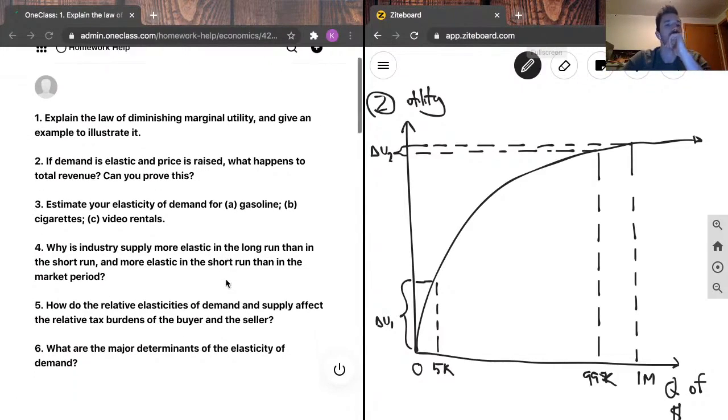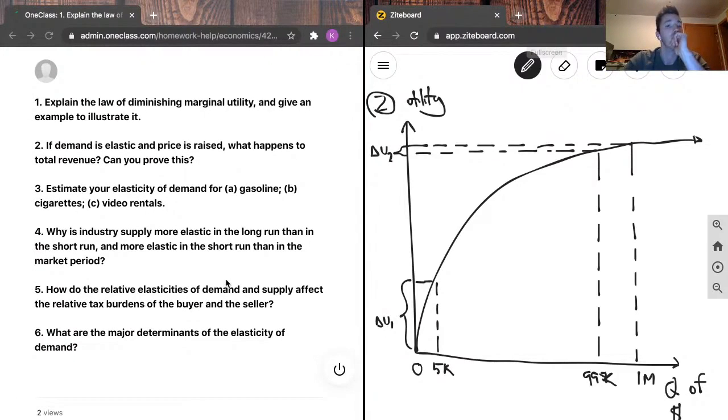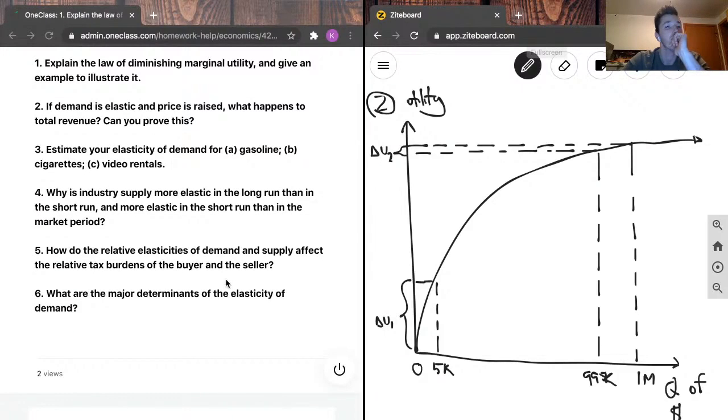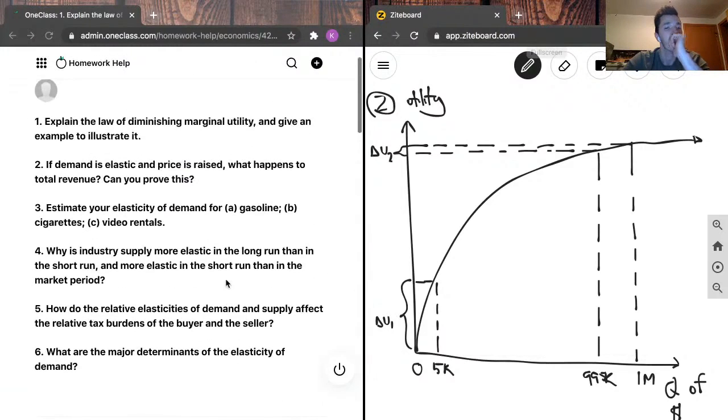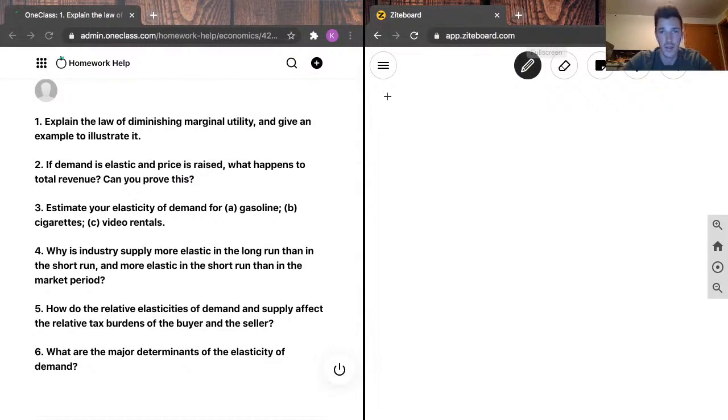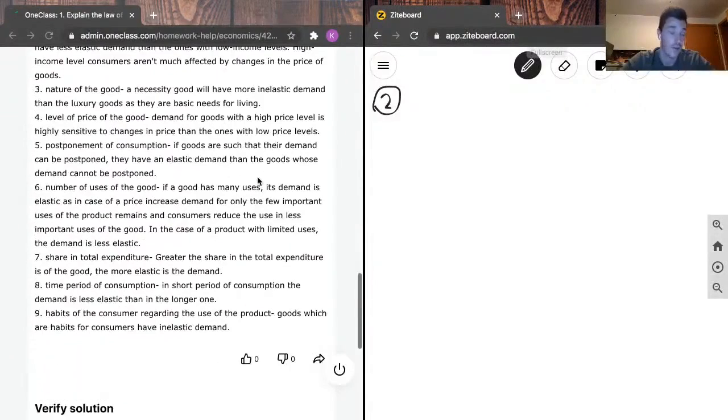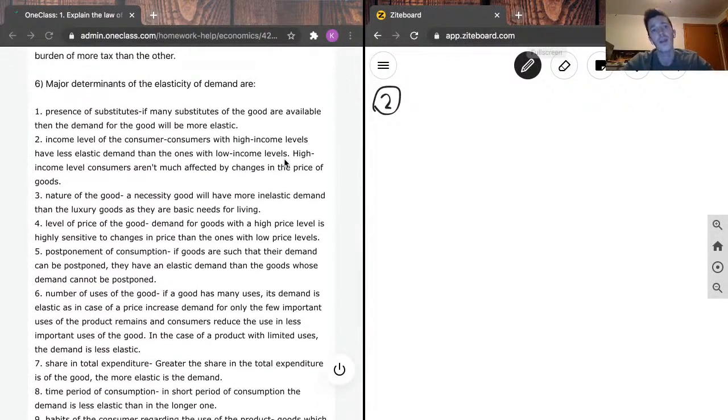Let me look through the rest of these. Maybe we'll do the one at the end. What are the major determinants of the elasticity of demand? Our junior tutor has given a very in-depth answer, which is good. They said that the major determinants of the elasticity of demand are, first, the presence of substitutes. If many substitutes of the good are available, then the demand for the good will be more elastic.